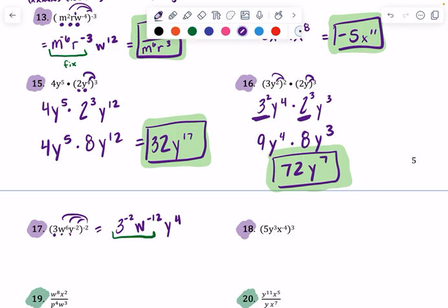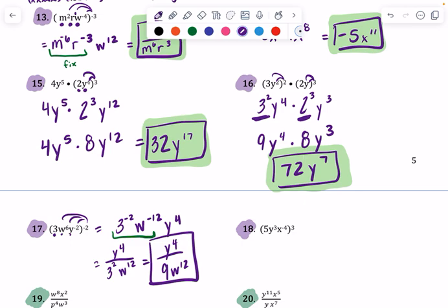You need to move it to the denominator. So we're going to keep y to the 4th. And we're going to move 3 squared and w to the negative 12th to the denominator to make it positive. Then get what 3 squared is. 3 squared, 3 times 3, 9.